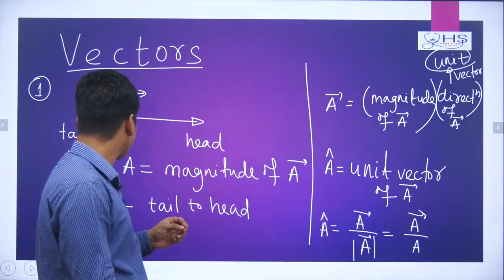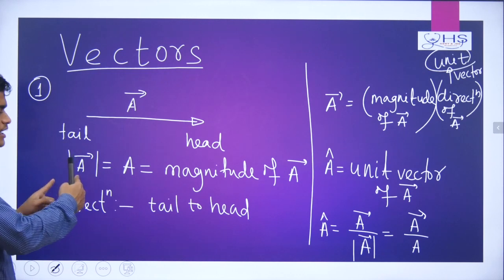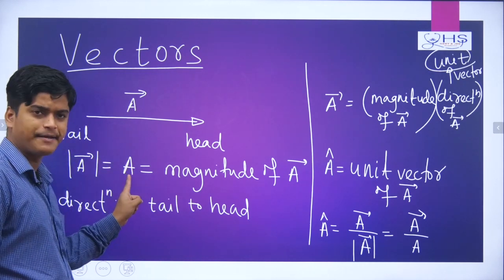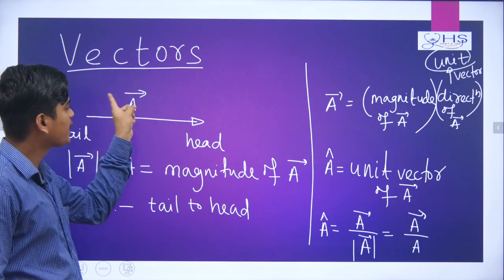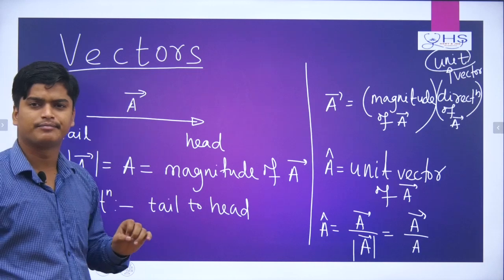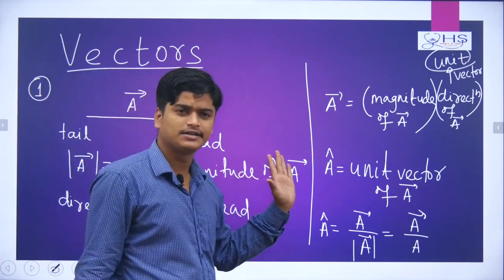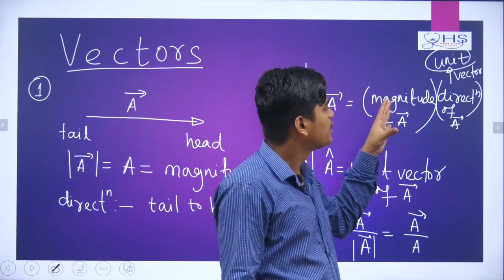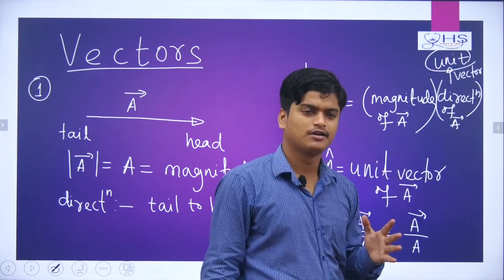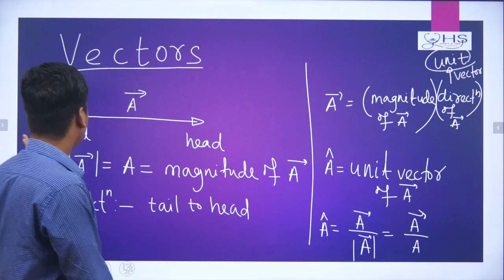Remember, whenever I give this symbol with mod, you can understand it is magnitude, and for magnitude you write only a, but for the vector you write a with one arrow mark. This is the symbol you must remember. While representing a vector, it should have a magnitude and a direction, and the direction should be a unity vector. Okay, now we'll go to the next point.